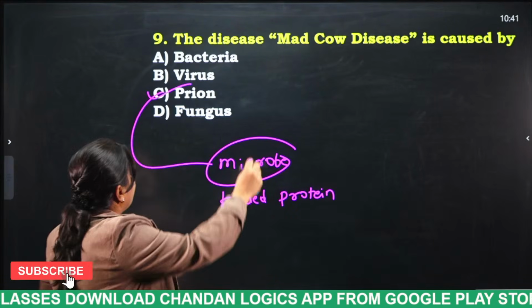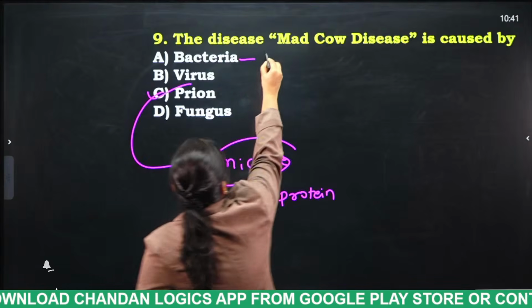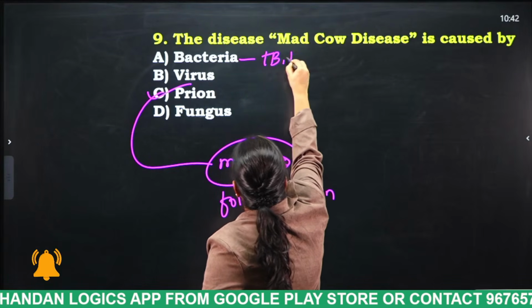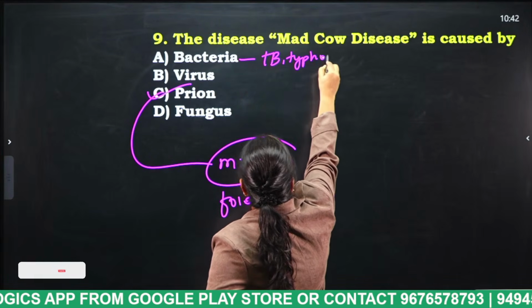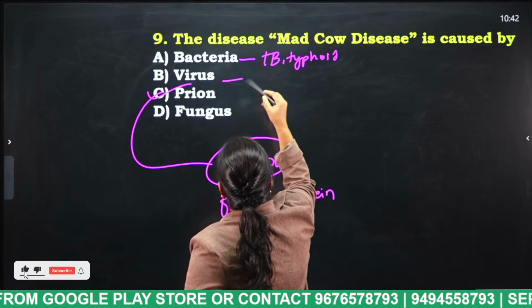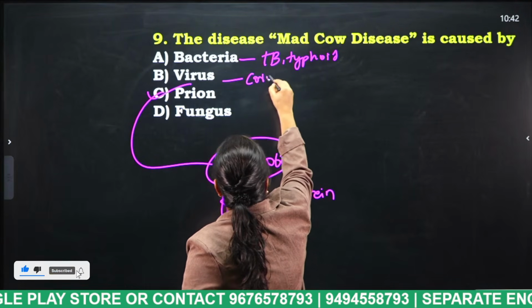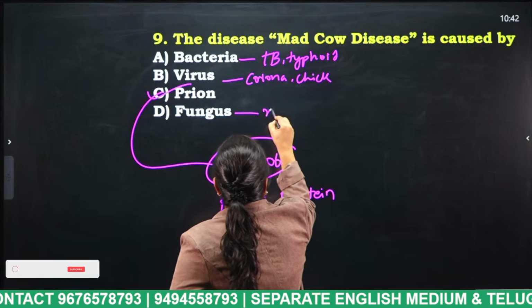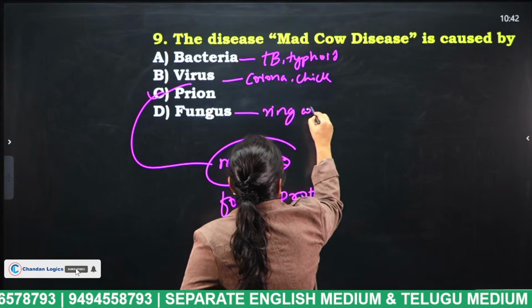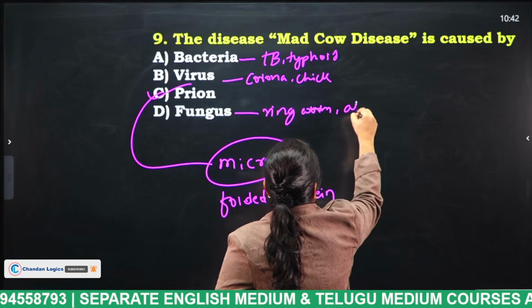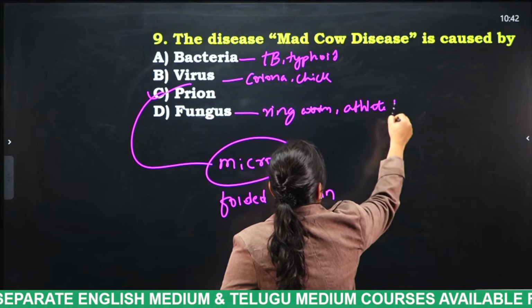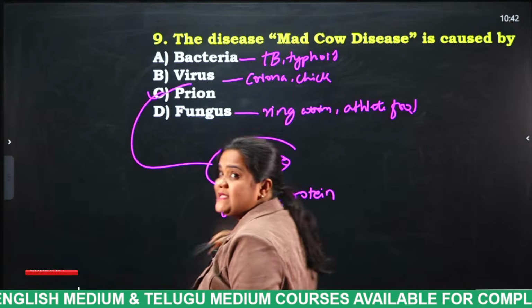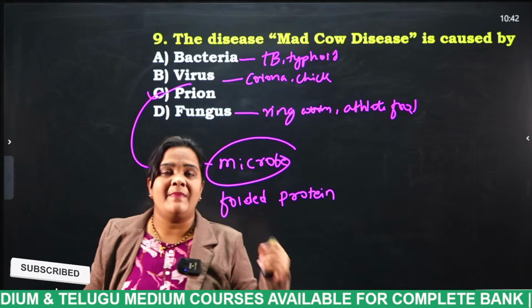Okay. Next, due to bacteria, many diseases like TB, typhoid. And due to virus, what are the diseases? Corona, chicken pox, etc. And due to fungus, ringworm, athlete's foot, etc. So these are the different types of diseases caused by different types of microbes.